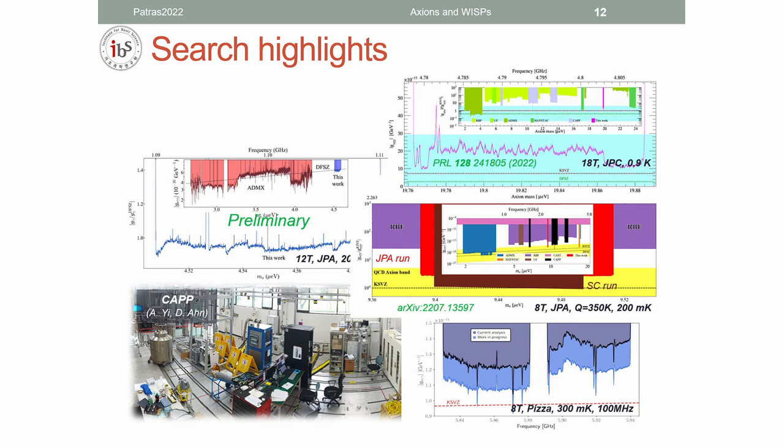And we also have an additional one targeting a little bit higher frequency, which is around 6 GHz, utilizing the pizza cavities, which is also developed in CAPP. And then they were basically able to cover 100 megahertz around 6 GHz. So CAPP has been very busy with this business the last 2 years.